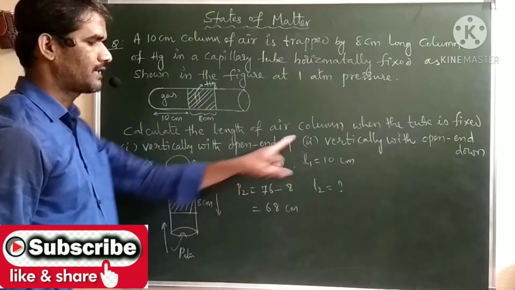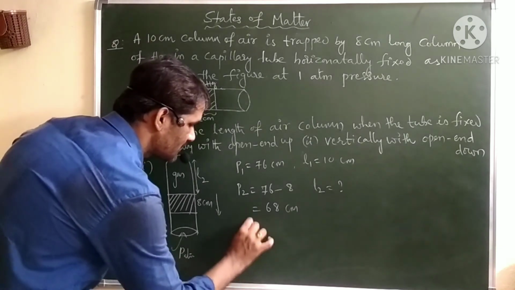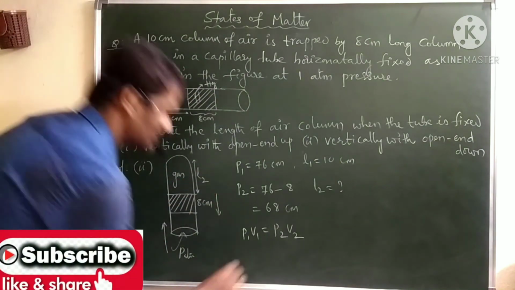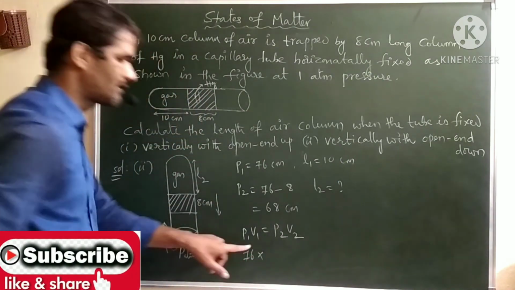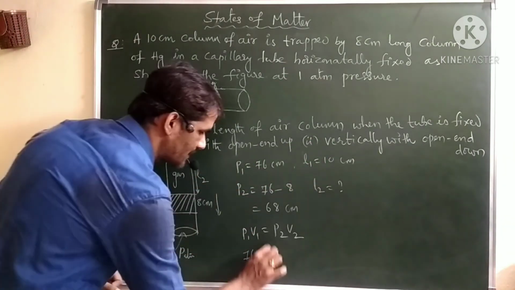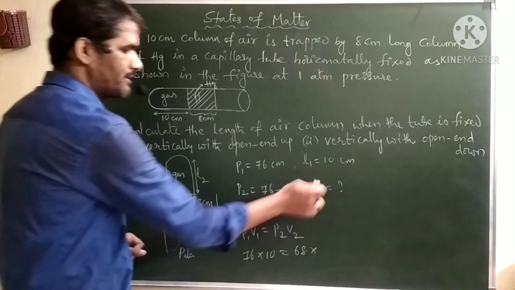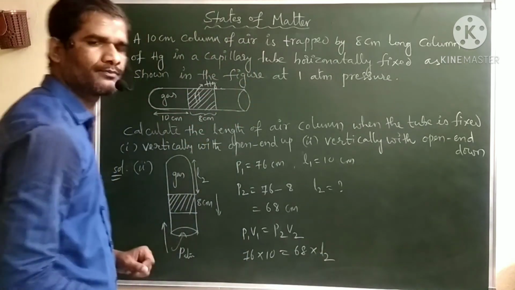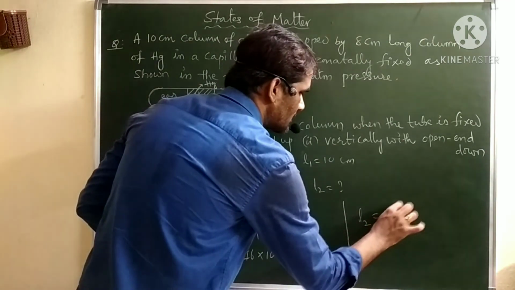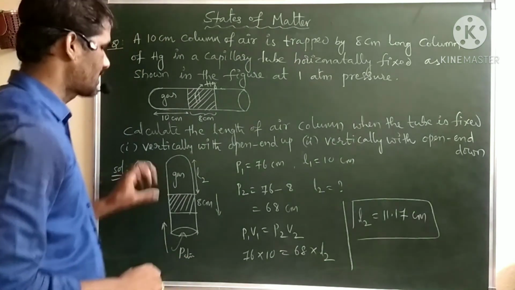We have P1, P2 and L1, L2 as in the first case. Again the formula P1 V1 is equal to P2 V2. P1 is pressure 76. Again V1 means we can assume here length, since volume is directly proportional to length, 10 centimeters. P2 is 68 centimeters and volume is directly proportional to length L2. Again if you simplify, then you will get L2 is equal to 11.17 centimeters.